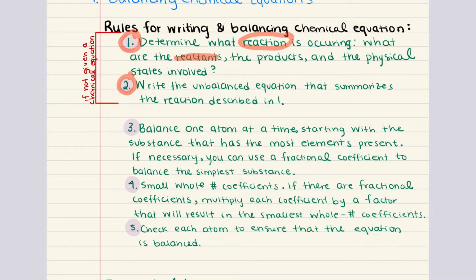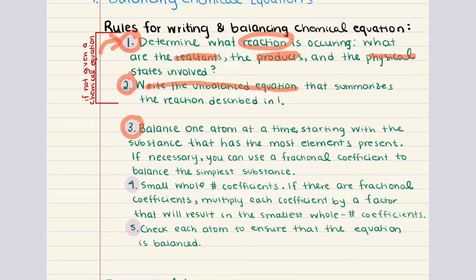What we have to figure out the reactants, the products, and the physical states of those reactants and products. And then step 2 is then to go ahead and write the unbalanced equation that summarizes the reaction described in step 1. So that step 1 and step 2 are for cases where you are not given a chemical equation. If you are given a chemical equation, then you want to start with step 3.